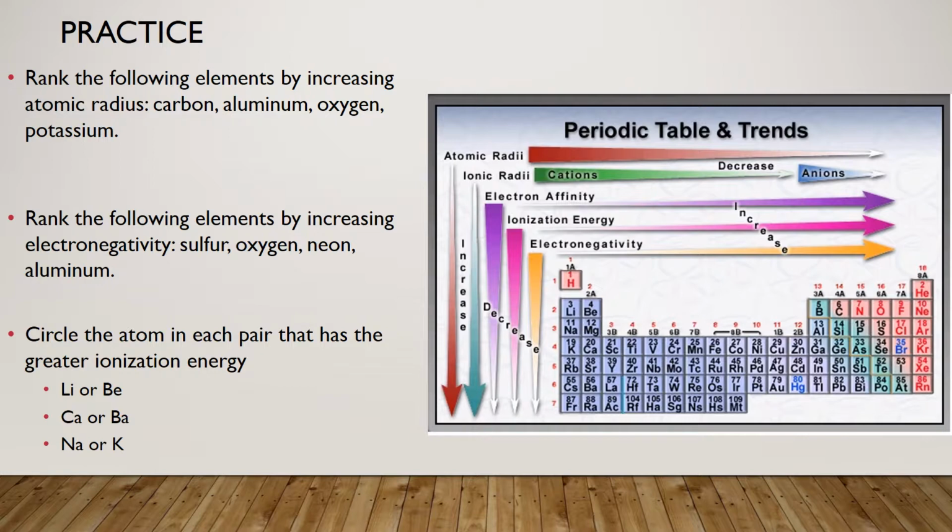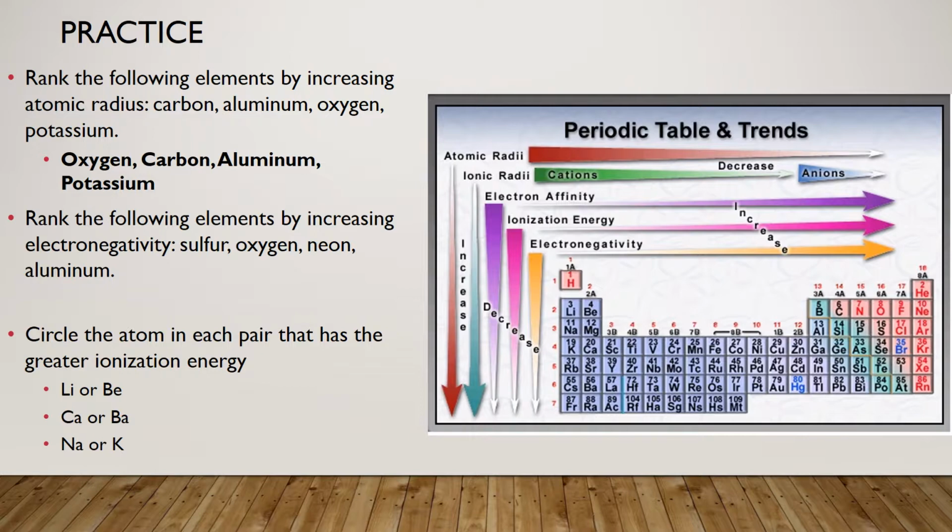Okay, so who's smallest? Well, remember, atomic radius decreases as you go from left to right, and it increases as you go from top to bottom. So that means stuff over in the upper right-hand side of the periodic table is going to be smallest. So that means oxygen is probably going to be the smallest, and then carbon. And even though carbon and aluminum are close to each other, aluminum is the next layer down, so it's going to be bigger. And then potassium is not only the next layer down, but it's also way, way over on the left-hand side. That means potassium is going to be the biggest. So increasing atomic radius: oxygen is smallest, then carbon, then aluminum, then potassium.